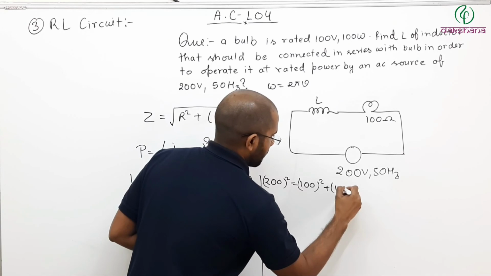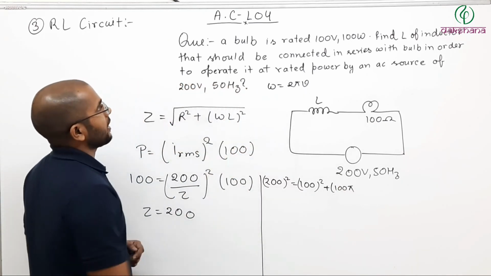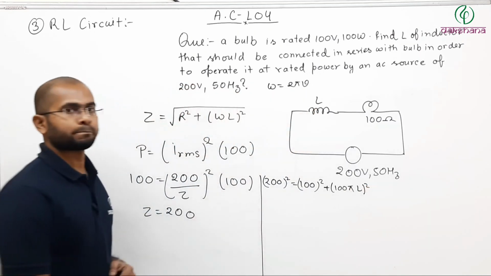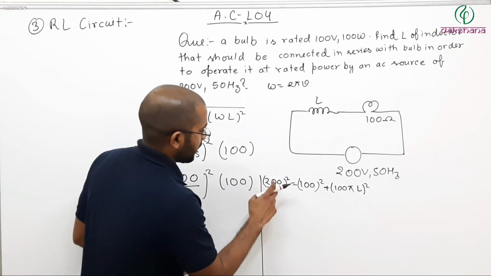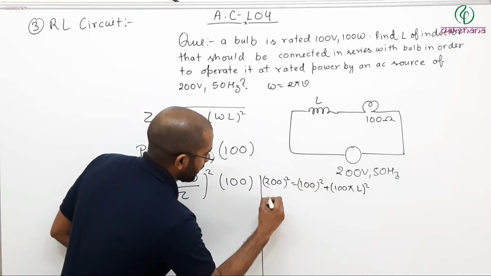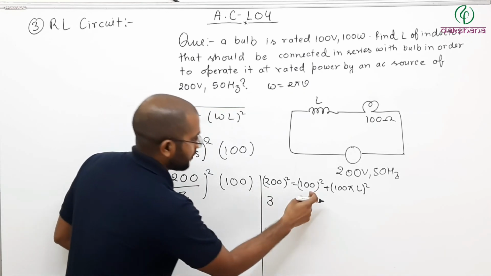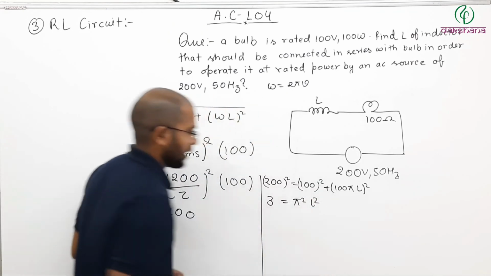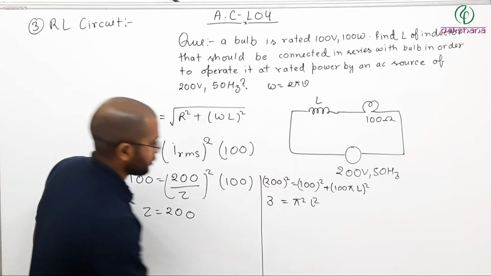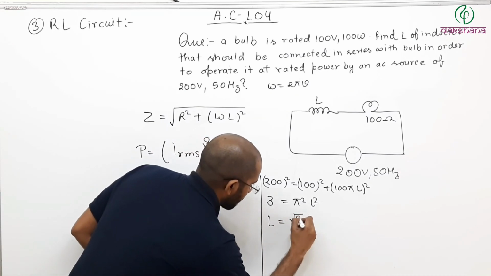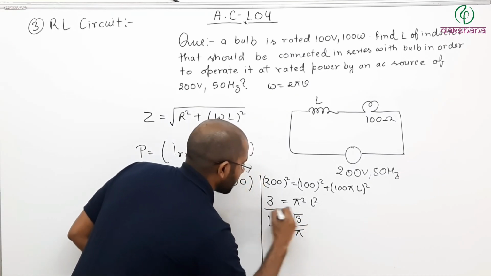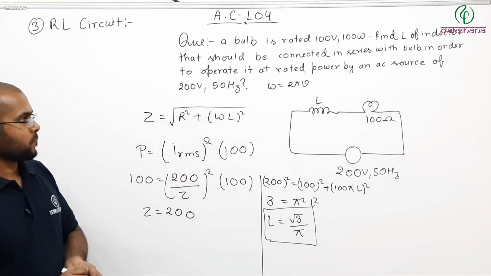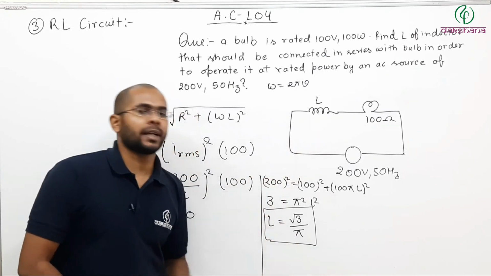So plus 100 pi, and what is L? L you have to find out. So 100 pi L square, like this. So 100 square cancels everywhere, so that you will get 3. 4 minus 1, 3 equals pi square L square. So you will get L equals root 3 divided by pi. So what inductor should you add? The inductance of the inductor is root 3 by pi.